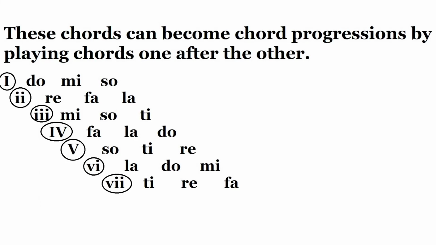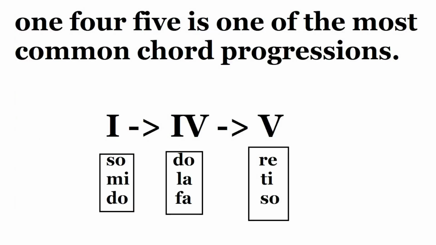Now finally, we get to something usable in terms of making music. All of these chords can be played one after another to create chord progressions. One of the most common chord progressions is 1, 4, 5. Do, mi, so, fa, la, do, or so, ti, re. It sounds like this. And then we would go back to 1.